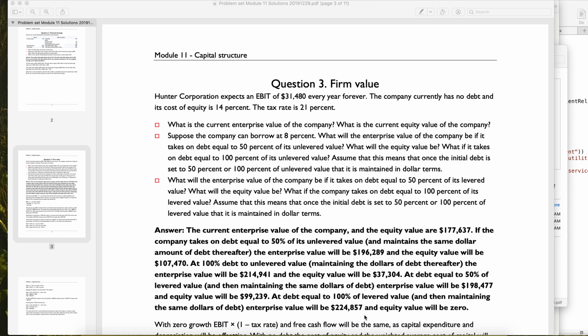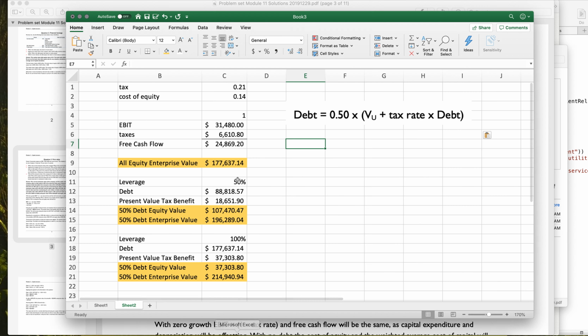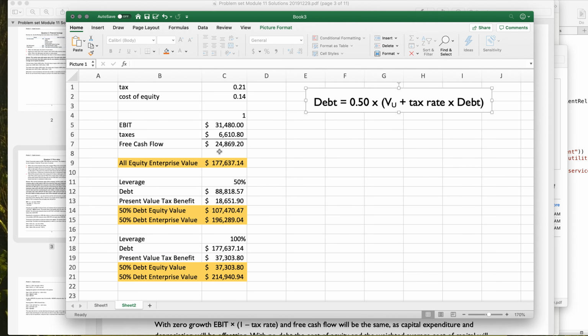The third part of this question asks what the enterprise value of the company would be if it takes on debt equal to 50% of its levered value, and what the equity value would be. Then it asks, what if the company takes on 100%? So let's go back. I've added in this formula here, but let me just talk about this.